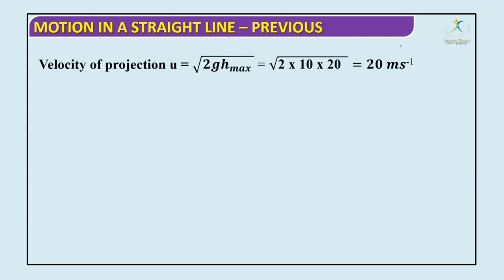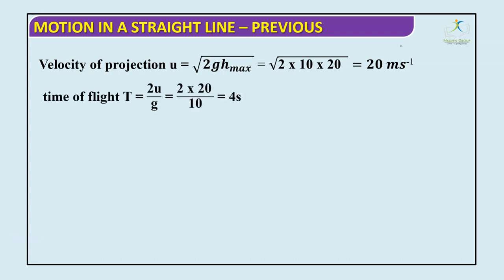Velocity of projection u is equal to under root 2gh, where h is the maximum height from the center of the body where the displacement actually starts to occur. So that comes under root 2, and the value of g is given as 10. The maximum height we calculated or given is 20. So the final answer will be 20 meter per second.